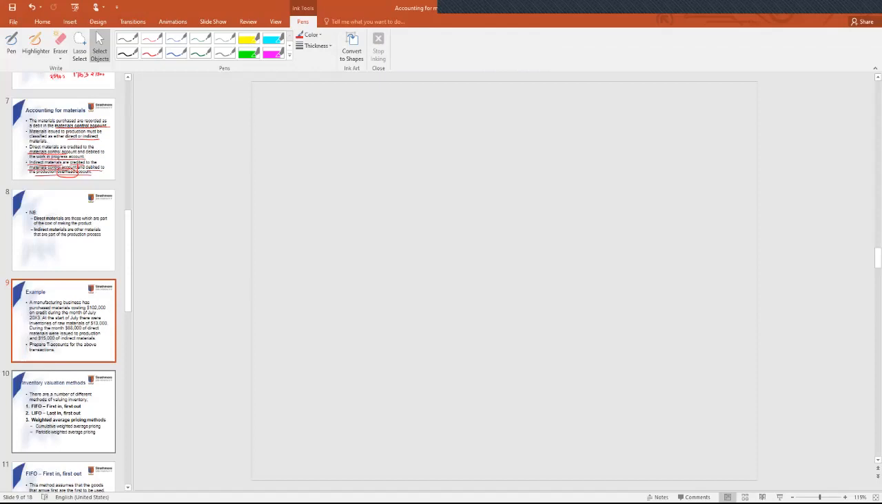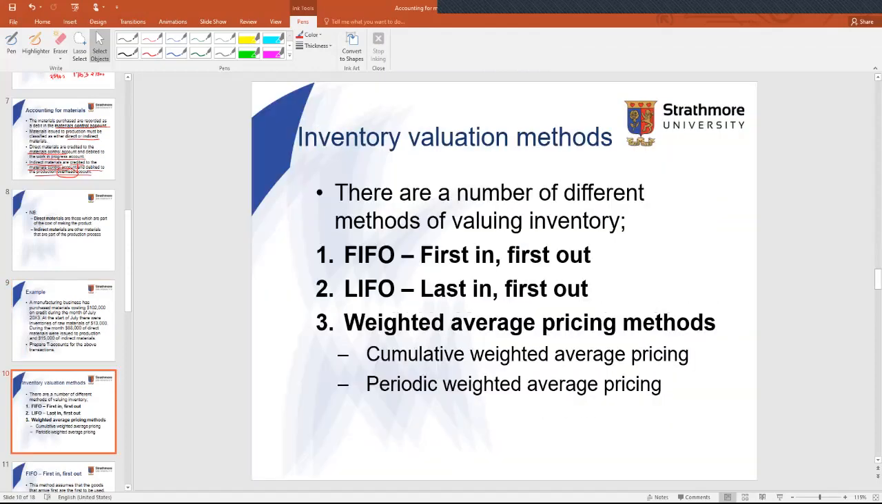So let's discuss the valuation of inventory. You can use three methods to value the inventory, to determine the value of the inventory at a point in time. The first is first in, first out inventory valuation. The second is last in, first out inventory valuation, and then you have the weighted average pricing method, one being the cumulative and the other the periodic weighted average method. So we can have four methods of getting the inventory value.